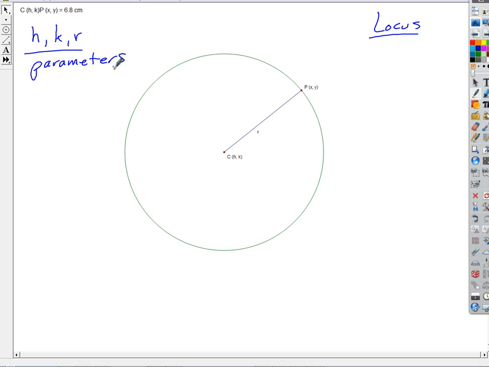They're parameters because they're the values that define the circle, and because there's an infinite number of different circles, there are an infinite number of different combinations of H and K and R. But for a given circle, they're constant. They're fixed, right? Now let's compare that to this point up here, right?